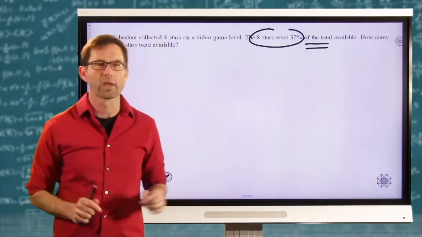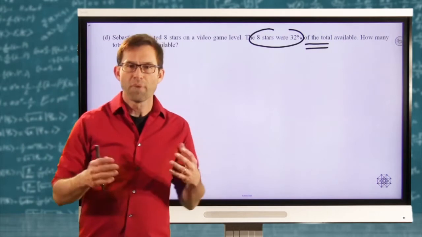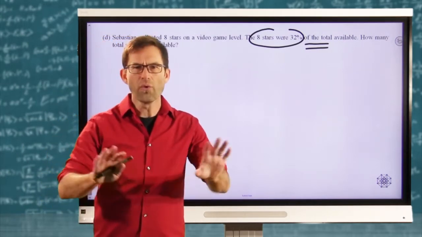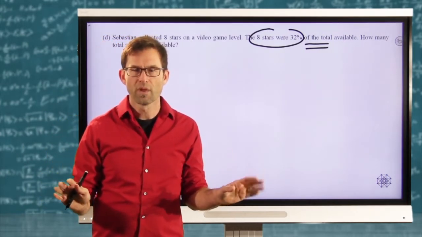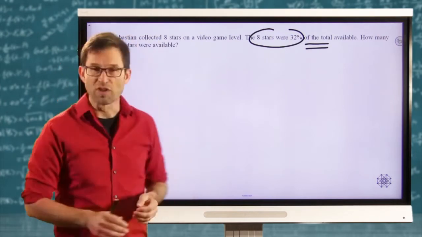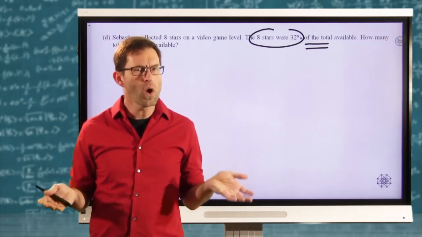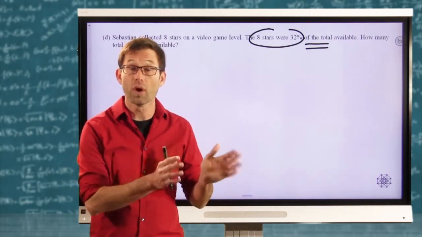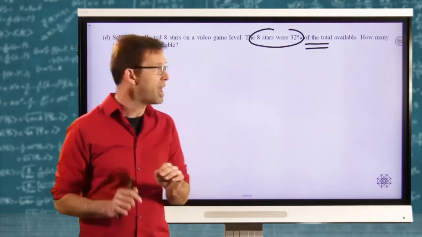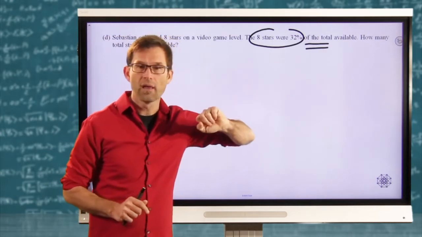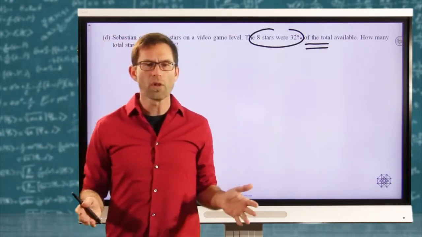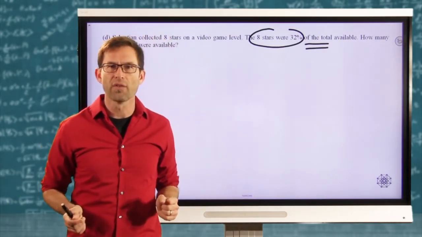Now this can be very tricky for people, right? Basically what we're saying is if 100 stars were available, then Sebastian would have gotten 32 of them. But we don't know how many were available, but we do know Sebastian got 8. So again, understand this 32%. If there were 100 stars in total available, Sebastian would have collected 32.